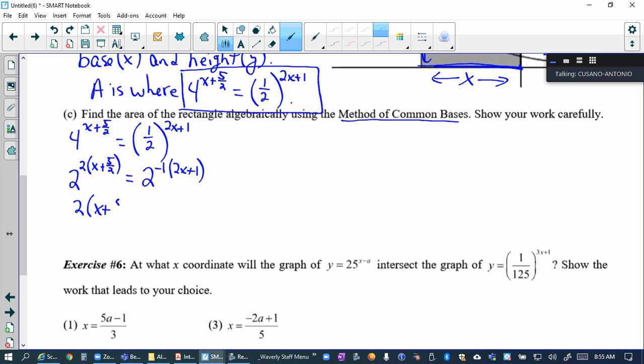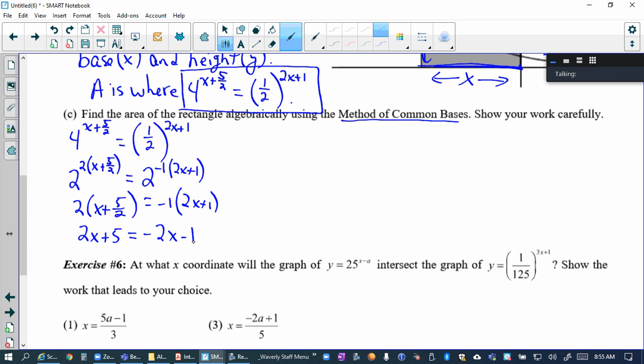The equation would be 2x plus 5 equals... I'm just going to write it down while distributing first. So let's go ahead and distribute then. It's 2x plus 5, these 2's will cancel, equals negative 2x minus 1. You've got to distribute the negative all the way through, right?